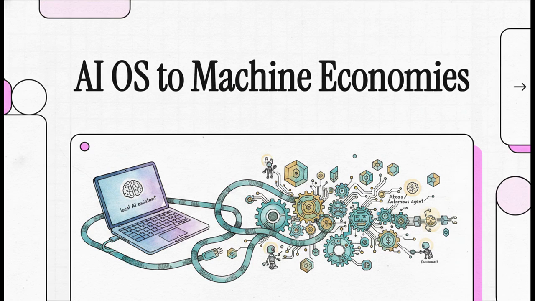Welcome to The Explainer. Today, we are going on a seriously wild ride. We're going to trace a path from something you can literally run on your laptop today, setting up a personal AI operating system, all the way out to the absolute frontier of the emerging machine economy. It's a journey that starts with local AI assistants and ends up unpacking the mechanics of how autonomous agents are actually going to pay for things. So let's just get right into it.